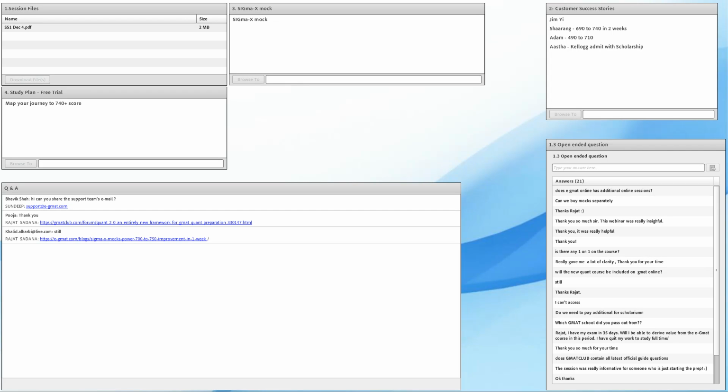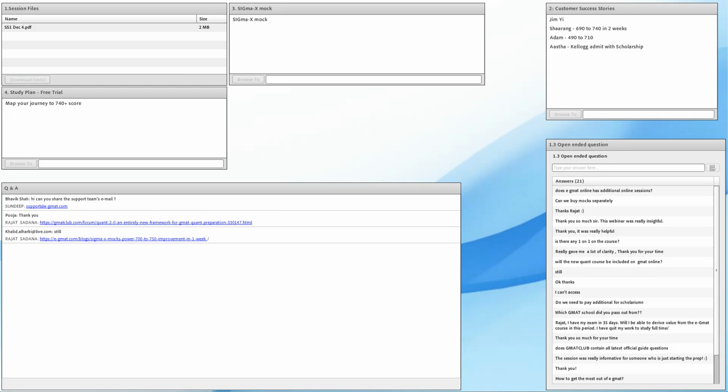Can you buy only Sigma X mocks? You can't. Why? Because you take a mock, you're going to really say, how do I improve? And you're going to need the course for that. So you can't buy just Sigma X mocks. In the same way, you can't buy just the course. Why? Because all of these elements come together.